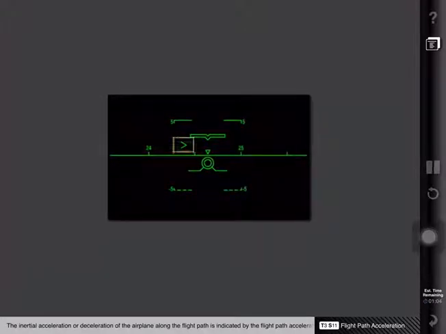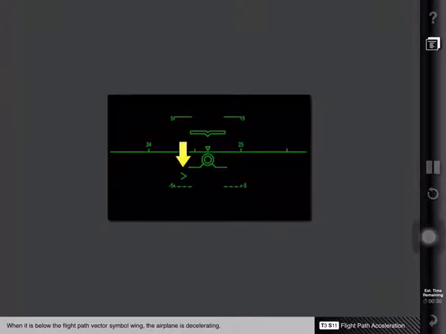The inertial acceleration or deceleration of the airplane along the flight path is indicated by the flight path acceleration symbol. This symbol is an indication of the total sum of all forces affecting the airplane. In flight, the flight path acceleration symbol is positioned to the left of the flight path vector symbol. When the flight path acceleration symbol is above the wing of the flight path vector symbol, the airplane is accelerating. When it is below the flight path vector symbol wing, the airplane is decelerating.